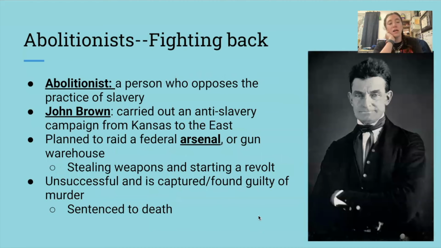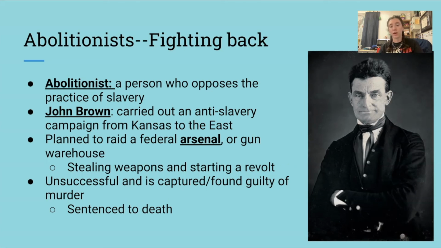John Brown is the topic of our debate. He was an abolitionist, which is a person who opposes the practice of slavery. He had carried out an anti-slavery campaign from Kansas to the east. He had planned to originally raid a federal arsenal, or a gun warehouse, with the intention of stealing weapons and starting a revolt. He was unsuccessful, and he is captured and found guilty of murder. He's actually sentenced to death along with people that were helping him.